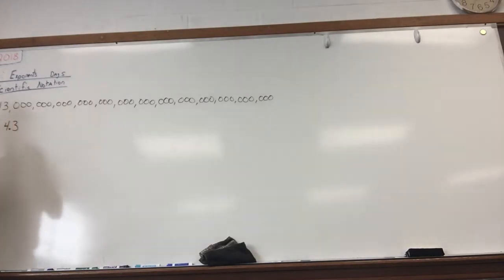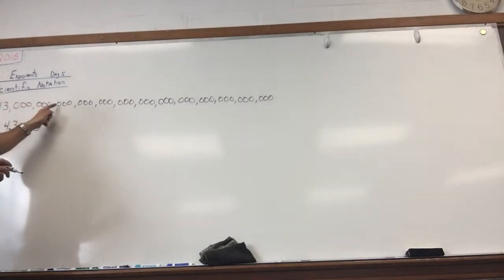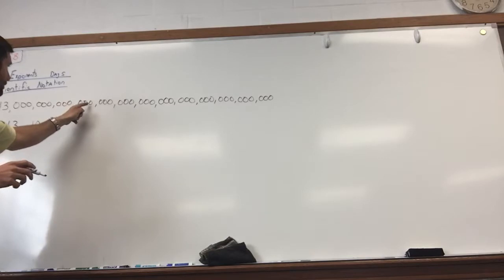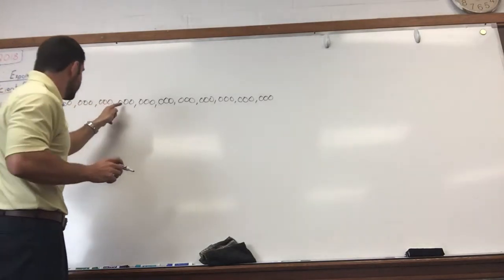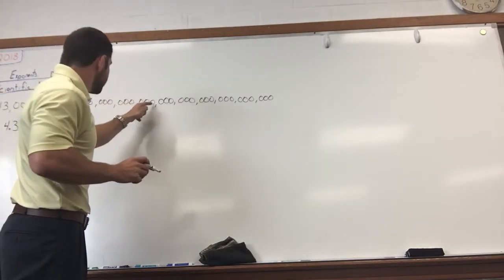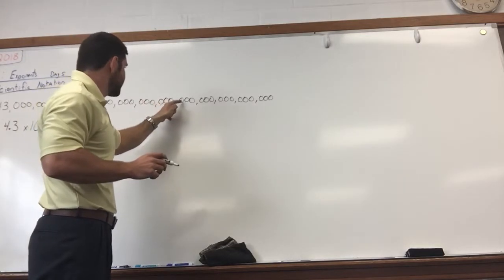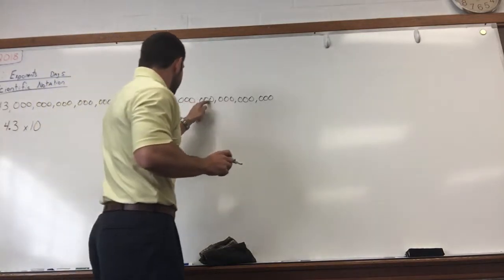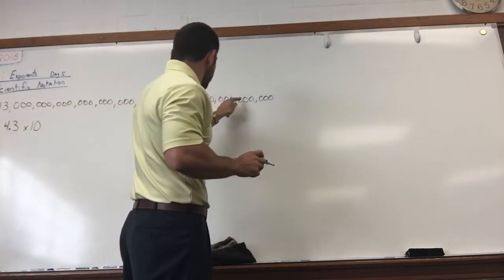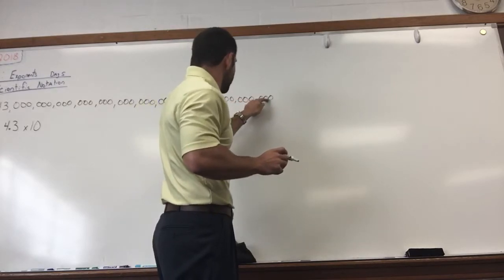It's going to be 4.3, one decimal place, times 10 to the, and I'm going to put my finger in between the 4 and 3. 1, 2, 3, 4, 5, 6, 7, 8, 9, 10, all the way up to 40. Woo!